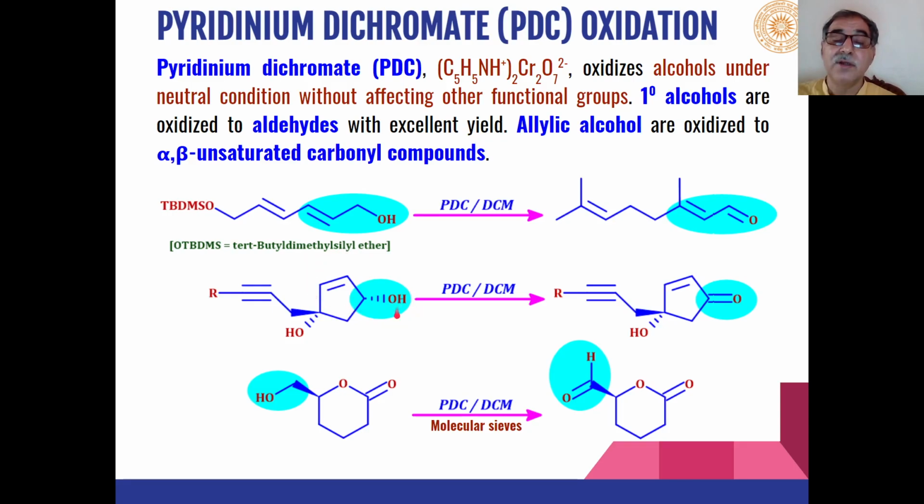This allylic alcohol, where we are having a tertiary alcohol also, and a carbon-carbon triple bond also. And this carbon-carbon triple bond and tertiary hydroxyl group are not affected by PDC. Only the allylic alcohol is oxidized to the alpha beta unsaturated ketone as the product. Similarly, this primary alcohol is oxidized to an aldehydic functional group by PDC in dichloromethane in presence of molecular sieves. And here also the ester group is present in the substrate, which is not affected by the oxidant. So again, this is an example of selective oxidation in presence of other functional groups like esters.